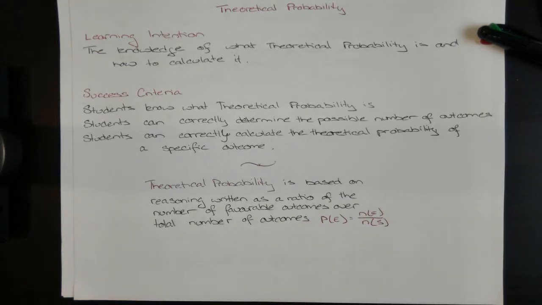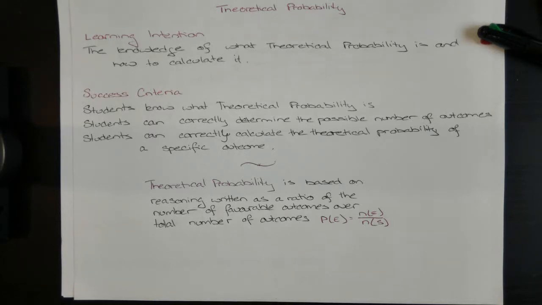Okay, so today we're going to look at theoretical probability and what that is. Our learning intention is to gain the knowledge of what theoretical probability is and how to calculate it. We'll be successful if we know what theoretical probability means, if you can correctly determine the possible number of outcomes, and if you can correctly calculate the theoretical probability of a specific event or experiment or outcome.